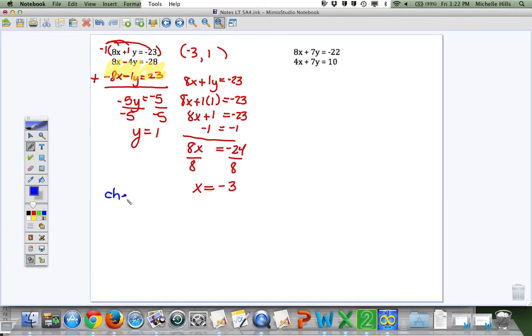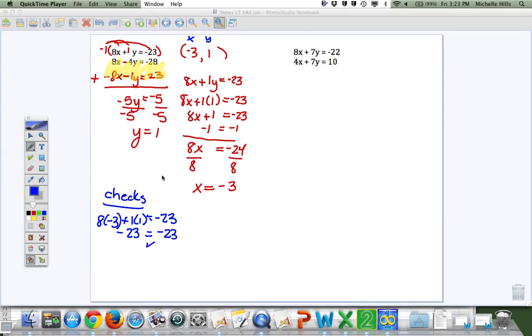But I have to, because it is required work on your homework, show my checks. So 8 times x in the first equation is going to become 8 times negative 3, because I look at my answer and I say x is negative 3 and y is 1. So plus 1y is going to become plus 1 times 1. And I'm going to see if this really does equal negative 23. So I grab my calculator. 8 times negative 3 plus 1 times 1 equals, and I get negative 23. The other side was already negative 23, so since both sides are equal, that does check.